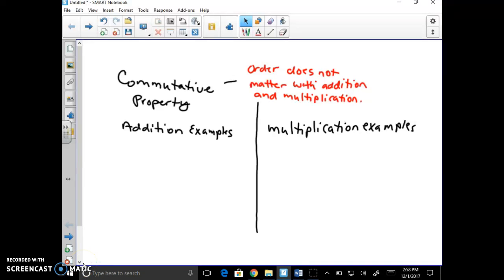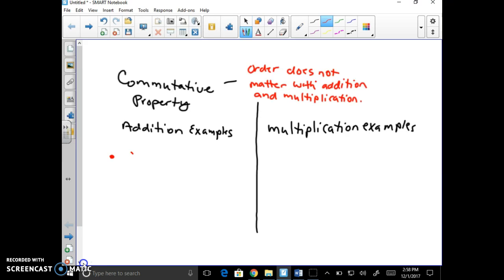Okay, so we're going to go over the properties. You need to print out the handout, or you can set up a note sheet like I have right here. And we're going to talk about the commutative property first. So the main idea: order does not matter with addition and multiplication. Let's look at the addition examples.